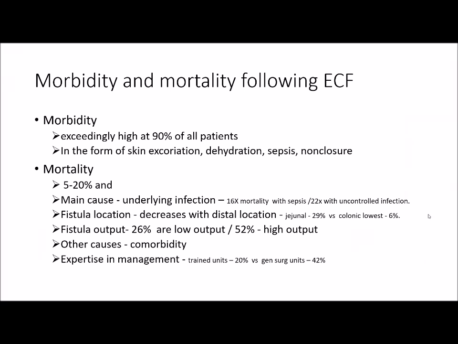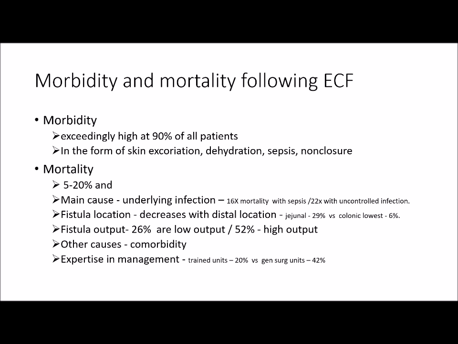We like to stick to 20% because that is more like it, and more towards the real mortality. And if you look at the main causes, the underlying infections, the sepsis being the main cause, it's increasing mortality by almost 16 times. And if it's uncontrolled infection, almost 22 times rise in the mortality rate. The fistula location is again important, because the more distal the fistula, the less the mortality. And that's why you have a mortality rate of 29% with the jejunal fistula, and with the colonic it's almost 6%, right?